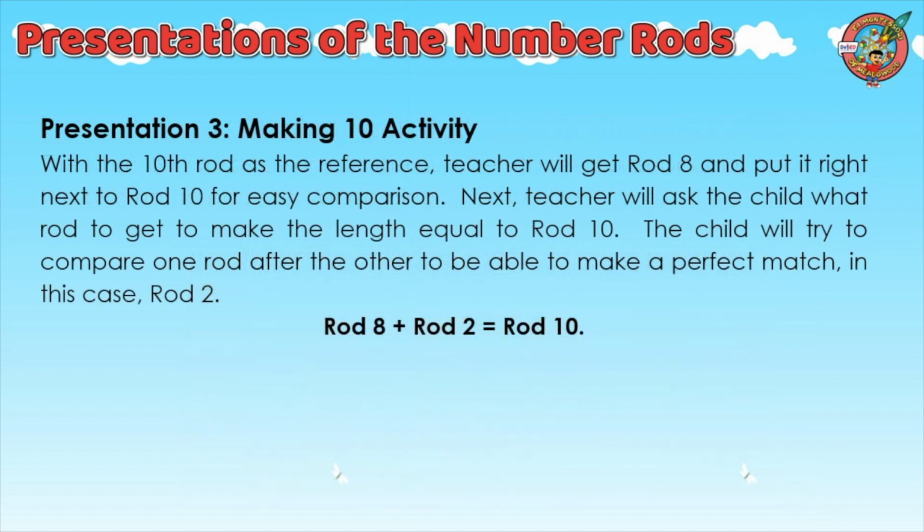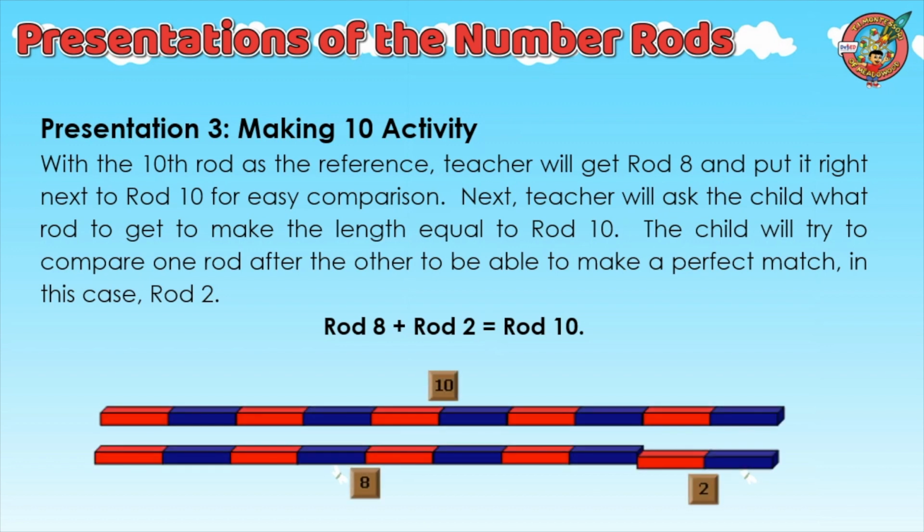Presentation 3. Making 10 activity. With the 10th rod as the reference, teacher will get rod 8 and put it right next to rod 10 for an easy comparison. Next, teacher will ask the child what rod to get to make the length equal to rod 10. Then the child will try to compare one rod after the other to be able to make a perfect match, in this case, rod 2.